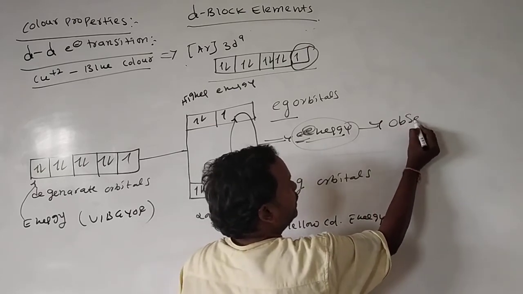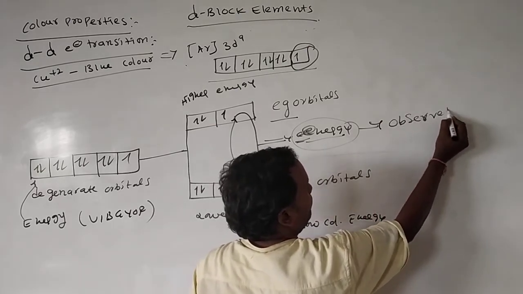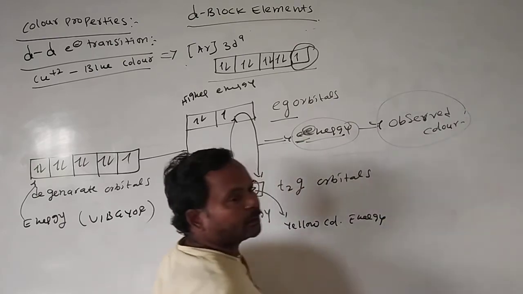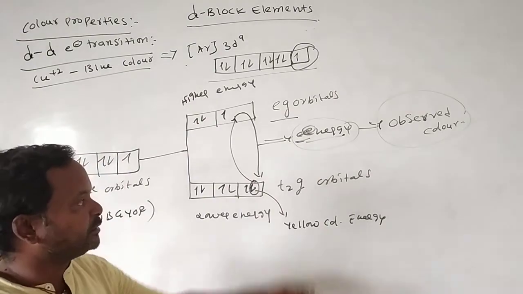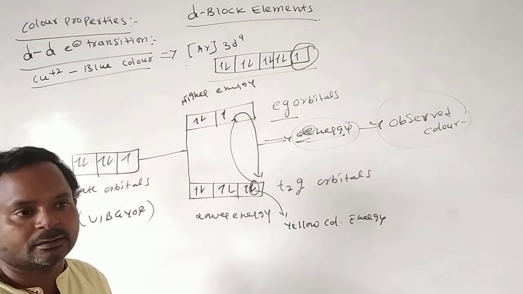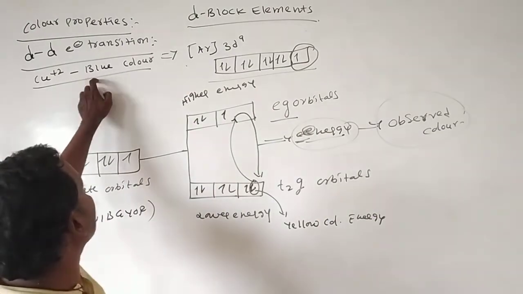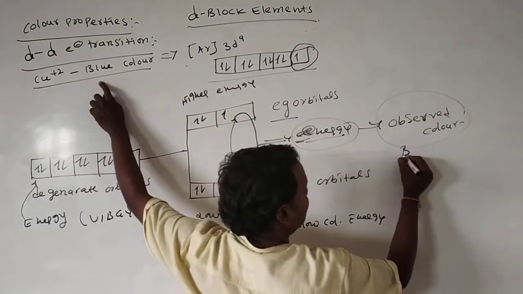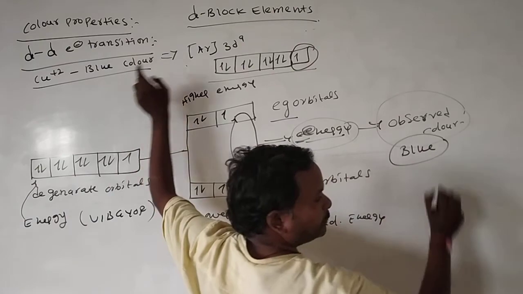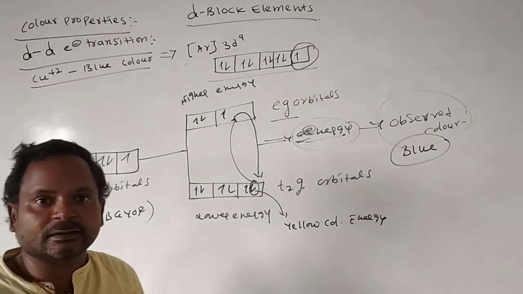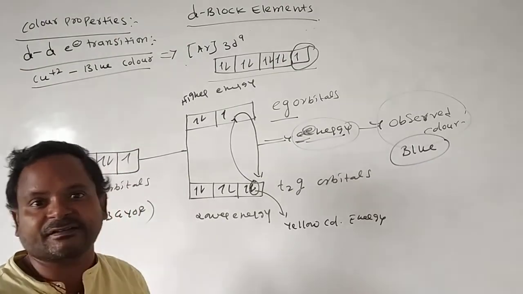This is the absorbed color. What is the absorbed color of copper? Blue color. This is emission energy. The color that we are observing, we call it emission energy.